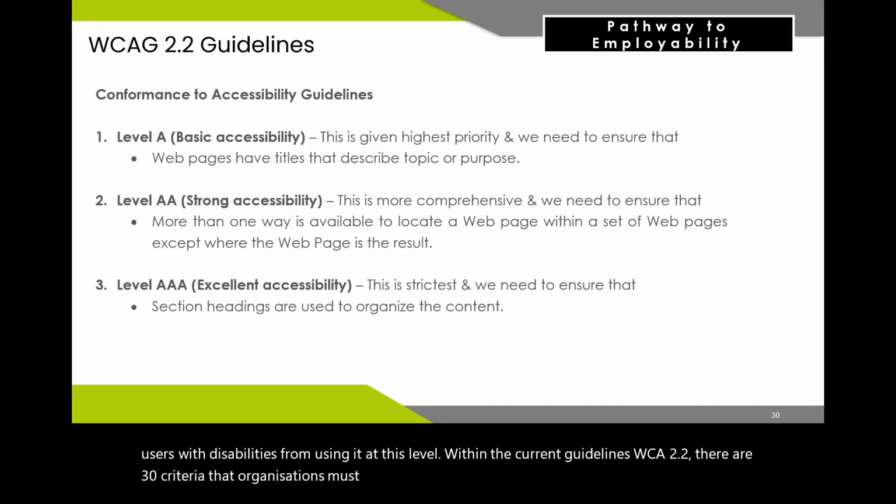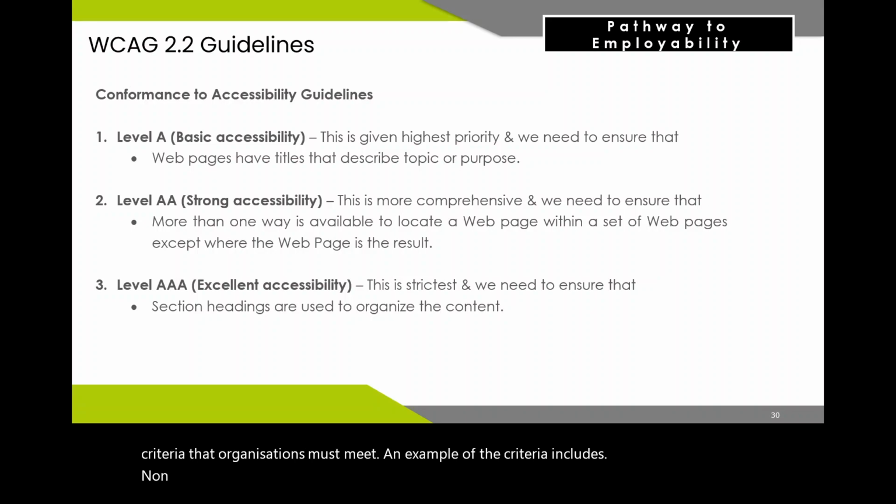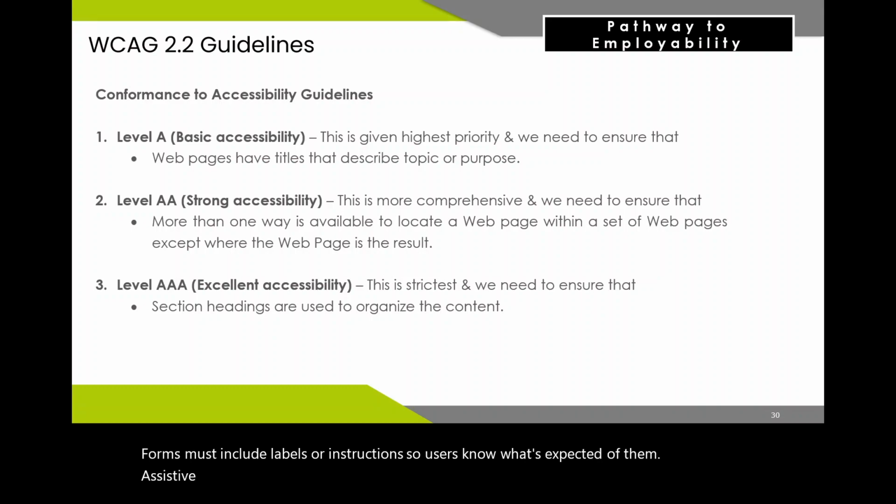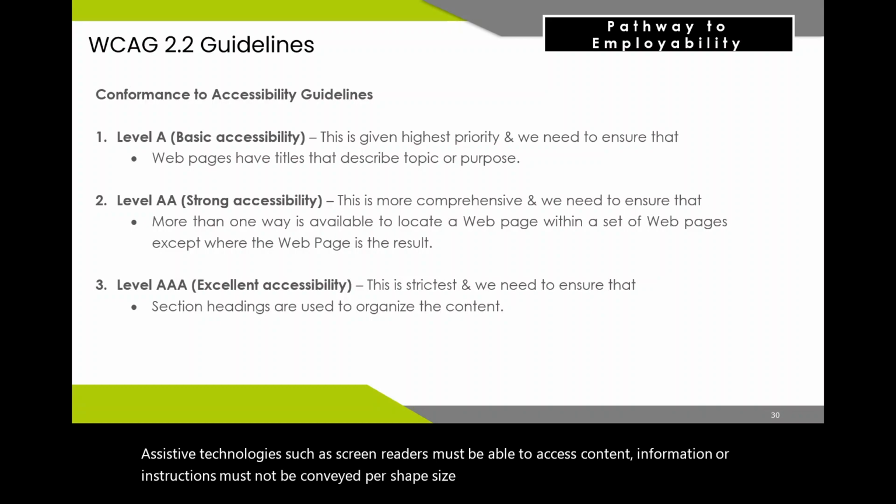An example of the criteria includes: non-text content, images, and videos, must have a text equivalent. Users must be able to access content using a keyboard only. Forms must include labels or instructions, so users know what's expected of them. Assistive technologies, such as screen readers, must be able to access content. Information or instructions must not be conveyed through shape, size, or color alone.